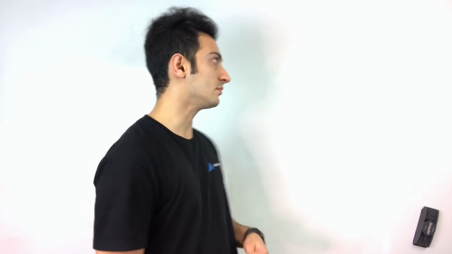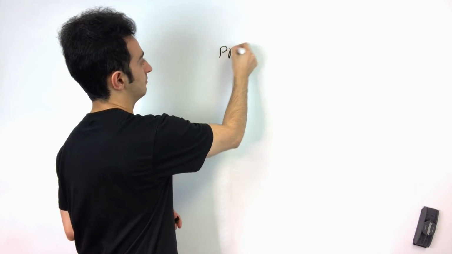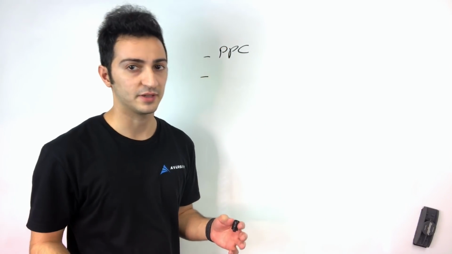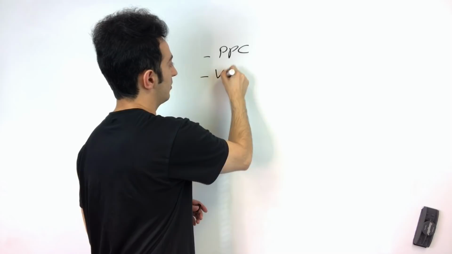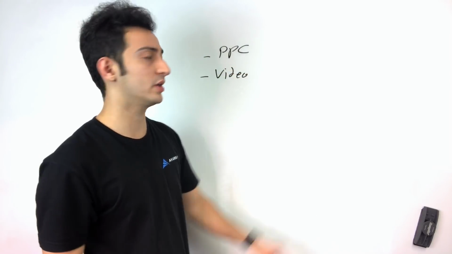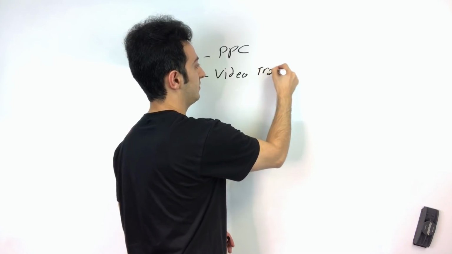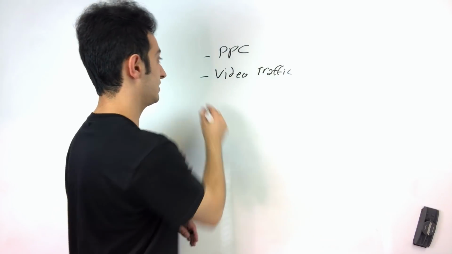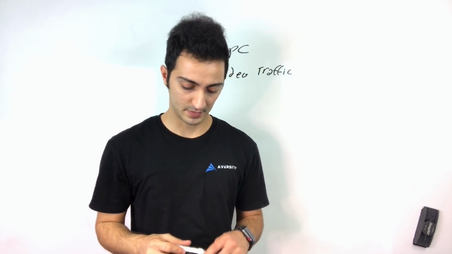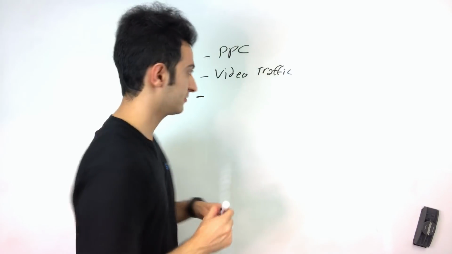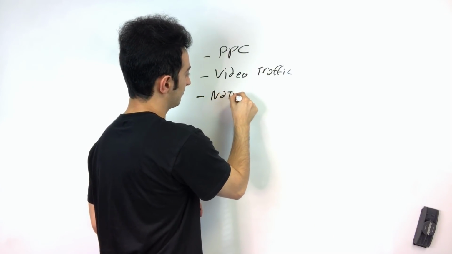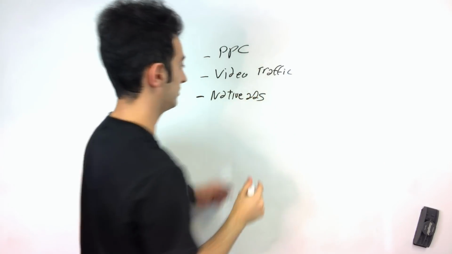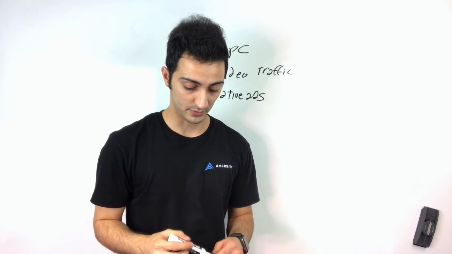There are a lot of different types of traffic that you can get. There's pay-per-click, and there's the video traffic that you could do. I'm going to show you examples of this, not all of them, but video traffic, specifically YouTube. And you could do what we call content or native traffic, native ads. That's another way to do this.